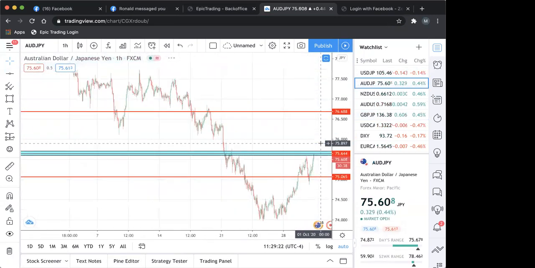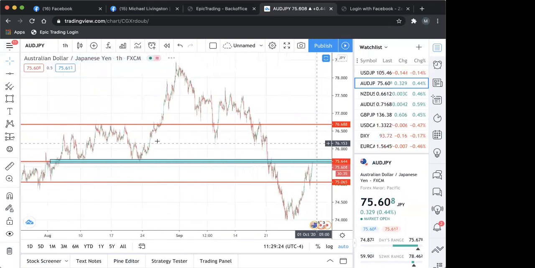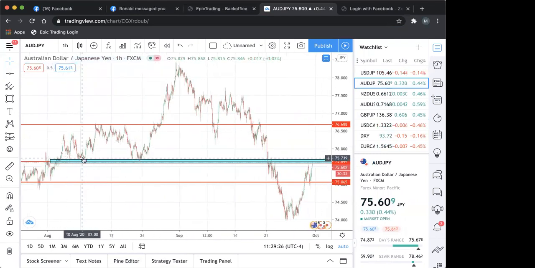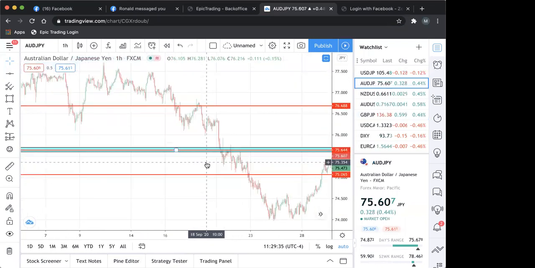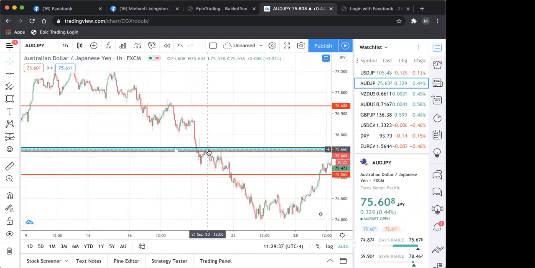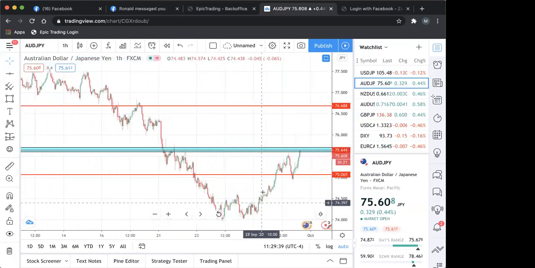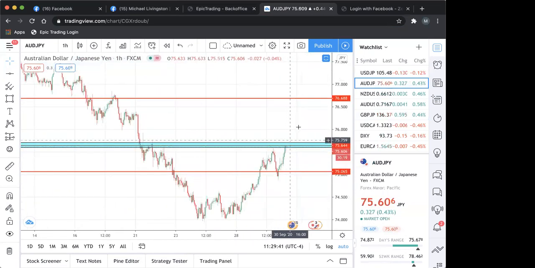JPY. Looks like, see this heavy support and resistance area right here. I'm sorry, the floor. Look what happened when it did break too. Broke, retested, fell down. So what are we waiting for here? We're waiting for price to break above.